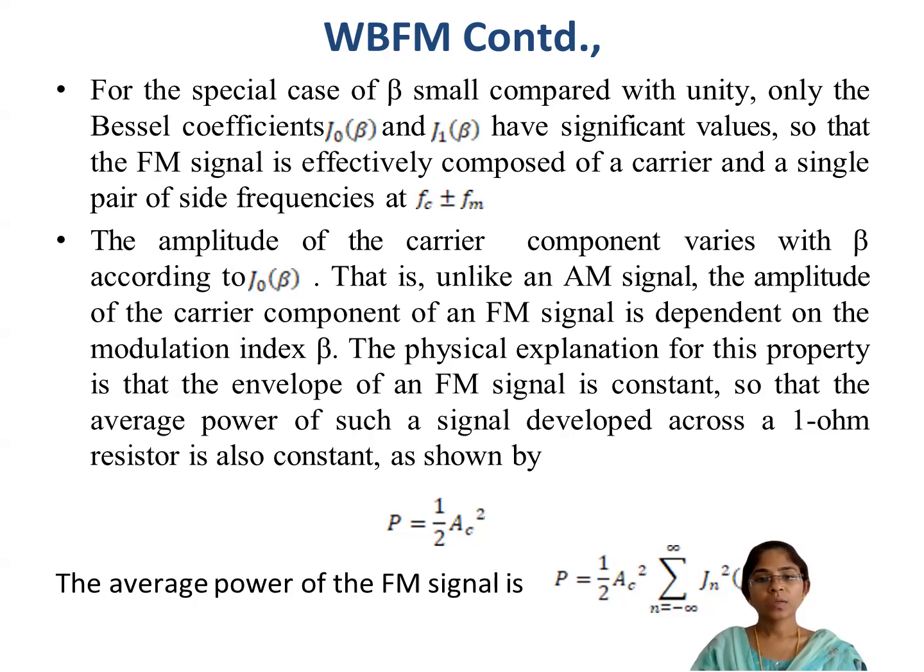So we'll write down the corresponding power. Power is V square by R, taking resistance as 1, so power is equal to AC square by 2. The average power of the wideband FM is given as 1 by 2 into AC square summation n equal to minus infinity to infinity Jn square of beta. From the properties of the Bessel function, summation of Jn square of beta from n equal to minus infinity to infinity is 1. So the average power of the wideband FM signal is AC square by 2.